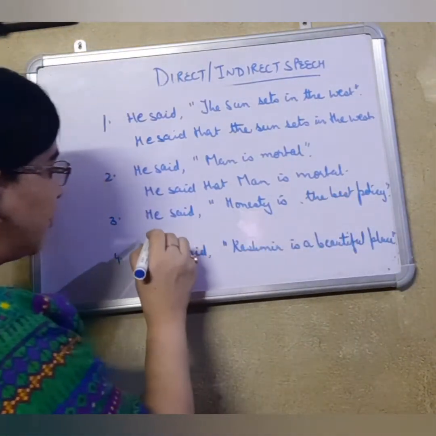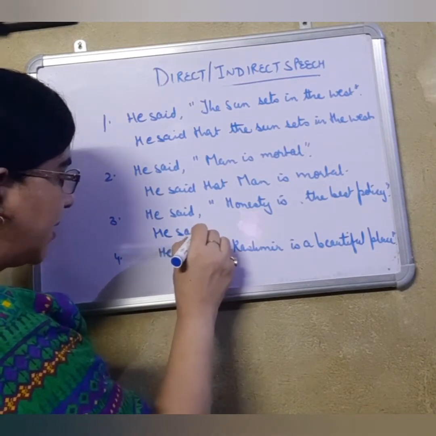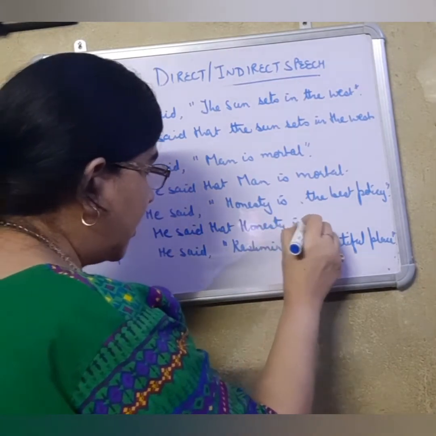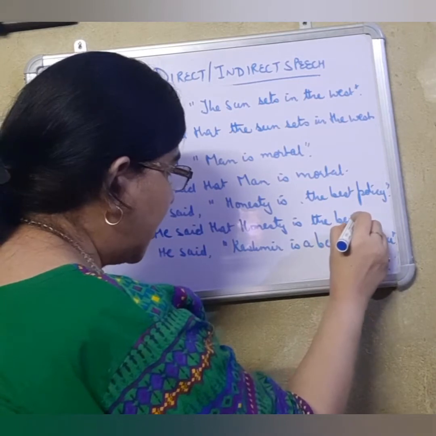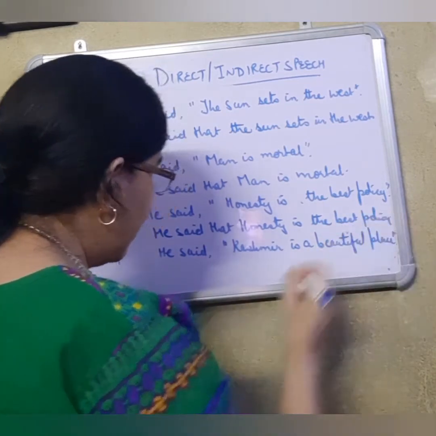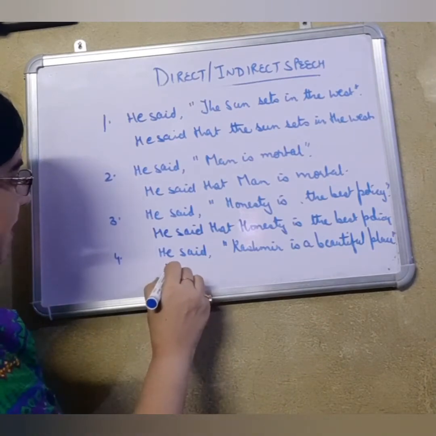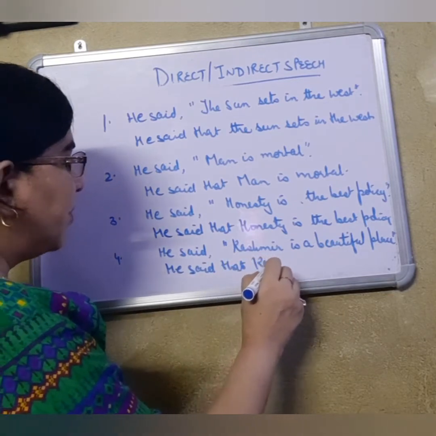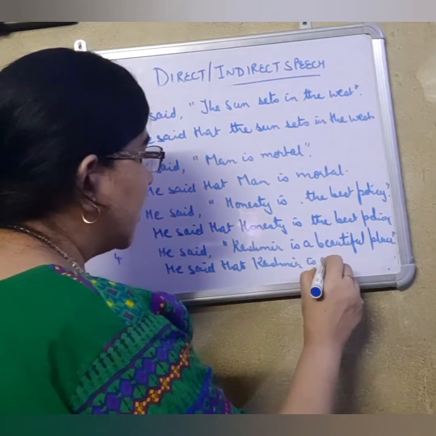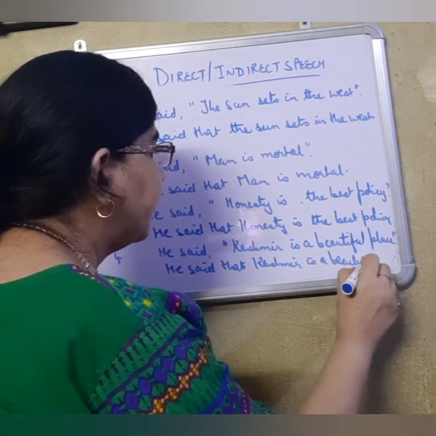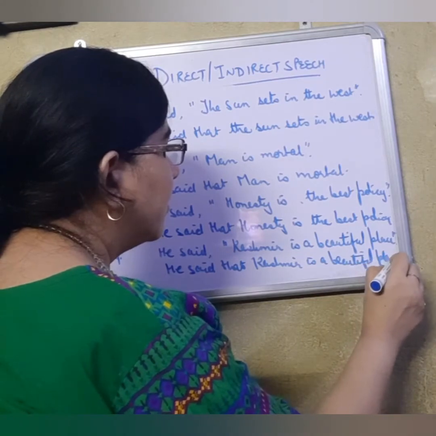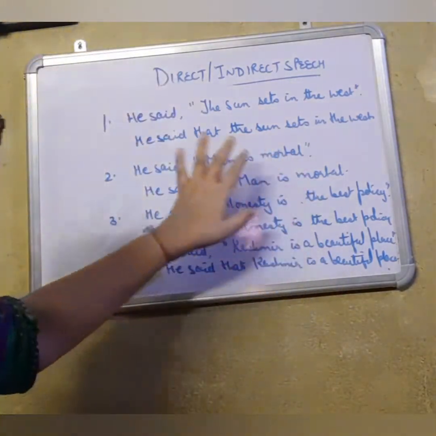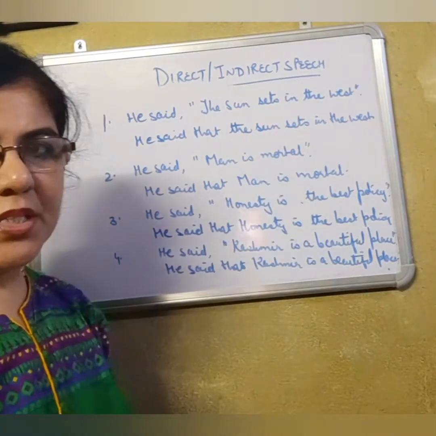He said honesty is the best policy, same. He said that honesty is the best policy. He said Kashmir is a beautiful place. He said that Kashmir is a beautiful place. That means all the sentences will remain the same. To convert it into indirect, we are using that and we are removing the inverted commas. Rest things are the same.